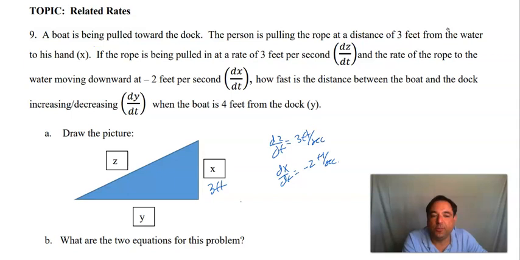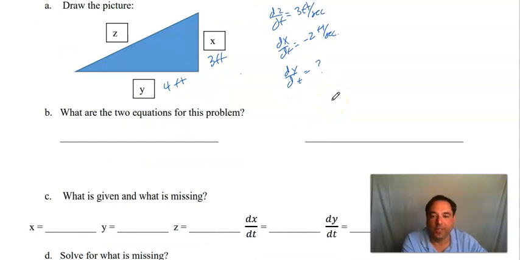How fast is the distance between the boat and the dock increasing? So then we're looking for dy over dt. That's what we're looking for when the boat is 4 feet from the dock, which is y, 4 feet. So for this example, we're going to need 2 equations.